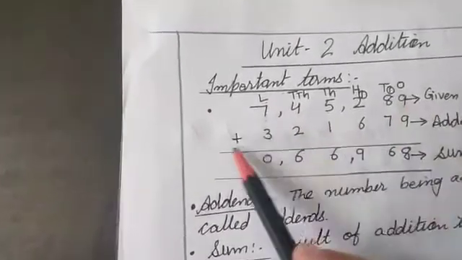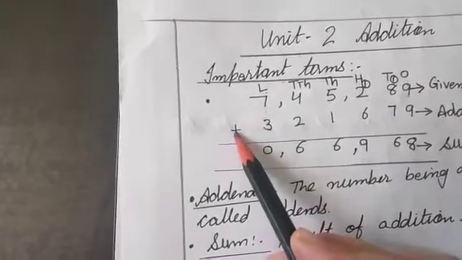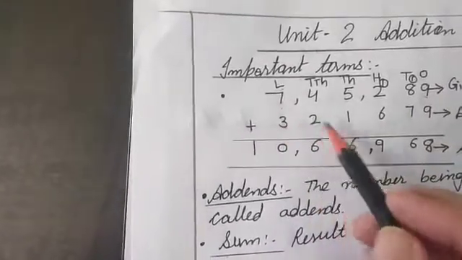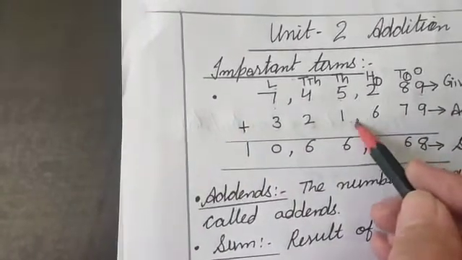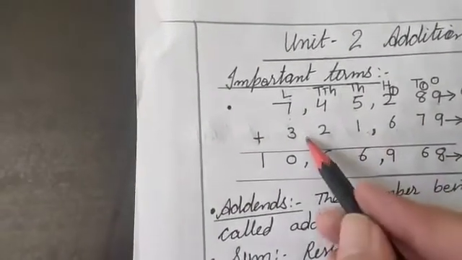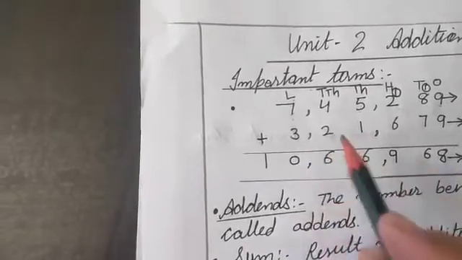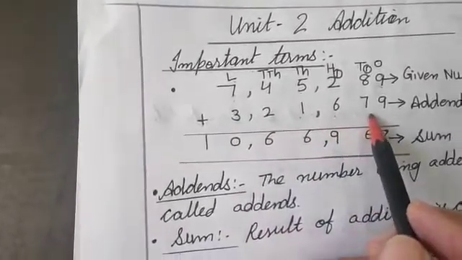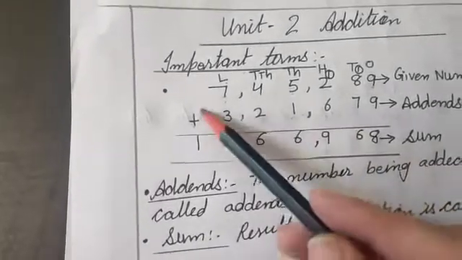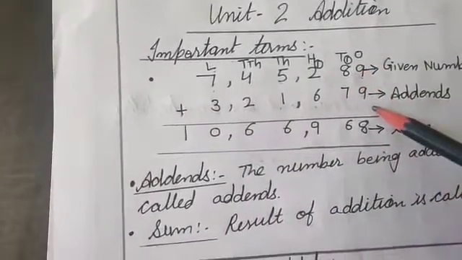Now I will read it: 7,45,289. And I have added to this 3, 2, 1, 6, 7, 9. Again I will mark it separated by commas. I will mark the period. Now I will read it: 3,21,679. Then now I added this.